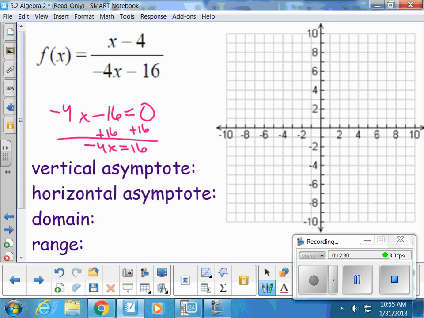So what would that give us? X equals -4. So that would be right here. It's a vertical line. Okay. The horizontal line is even easier to find. You want to take the leading coefficient on the top. It's invisible right now. It's a 1. And then you want to take the leading coefficient on the bottom, -4, and just turn it into a fraction. Grab those numbers and make them a fraction. So the horizontal asymptote is y equals -1/4.